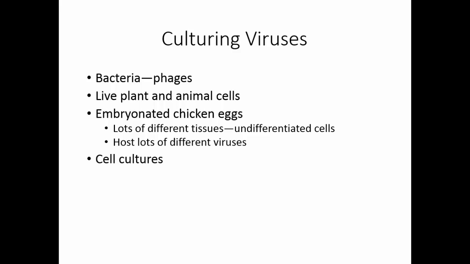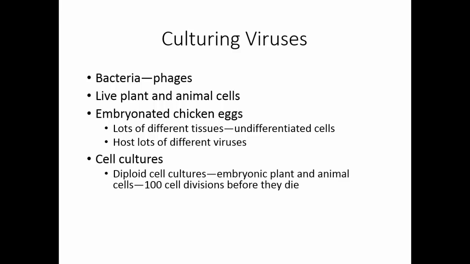The other way to culture viruses is using cell cultures, and there are basically two kinds of cell cultures. The diploid cell culture comes from embryonic plant and animal cells. These cells will go through about 100 cell divisions before they die, so these cell cultures are limited in how long they will last. Continuous cell cultures are cell cultures that develop from tumor cells. The oldest and best known is the HeLa cell line.